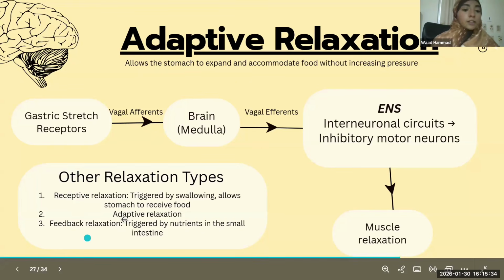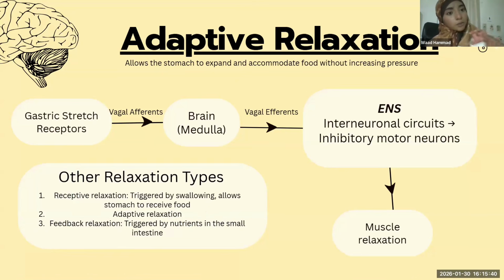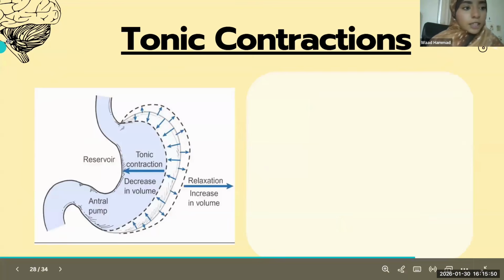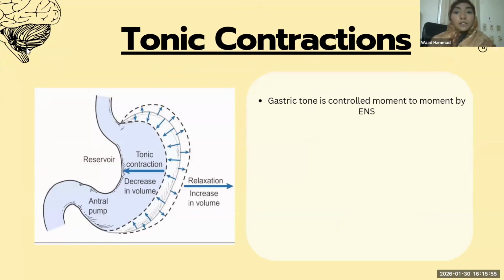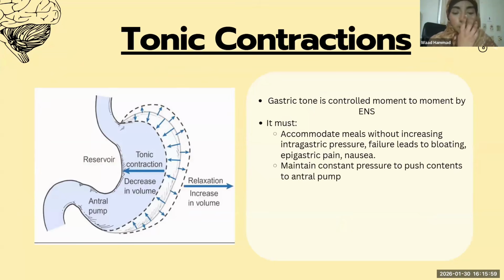And then feedback relaxation is triggered by the nutrients in the small intestine, and it's the same thing. But in the case of our small intestine, or in our duodenum, it allows the pylorus to be relaxed and it allows parts of our small intestine to be relaxed so the food can more easily pass through. Okay, now we have tonic contractions. Gastric tone is controlled moment by moment by the enteric nervous system.